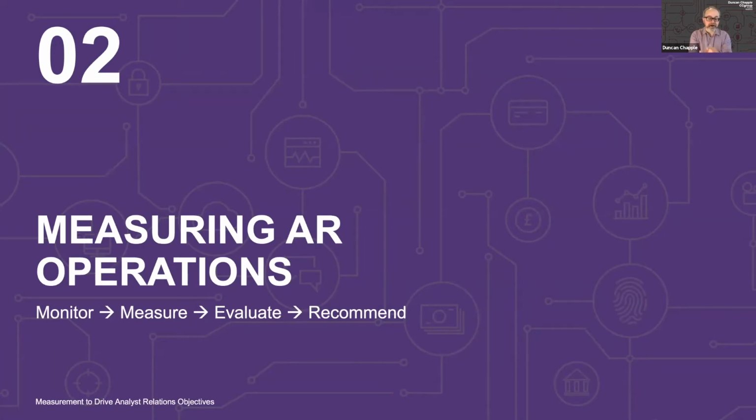When we talk about AR operations, we're talking about a process. One of the things that measurement allows you to do is to do things differently, to recommend how you should be doing something differently. Before you can recommend, you need to evaluate. But before you can evaluate, you need measurements. And before you can measure things, you need to be monitoring. So there's a flow of activities that you need to flow through.